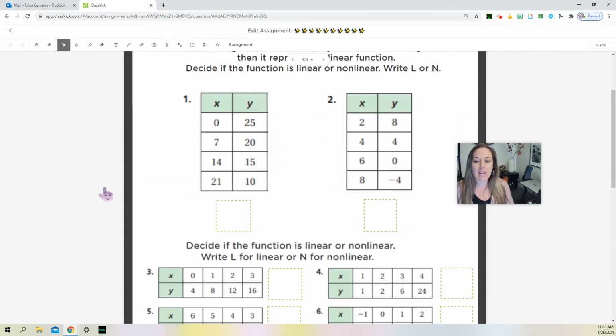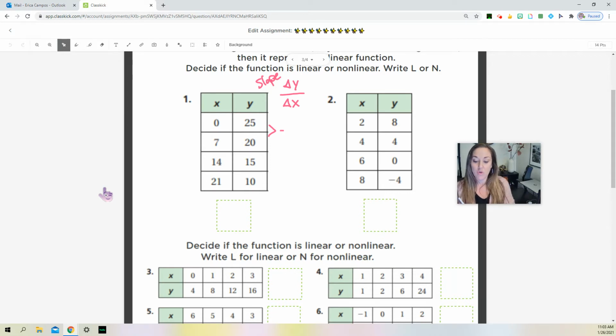But when you're given a table like this, you need to find the change in the y over the change in the x. That's the slope of the line. If that fraction is the same, if it's constant all the way down, then it's linear. So the way you do that is you find the change in the y.